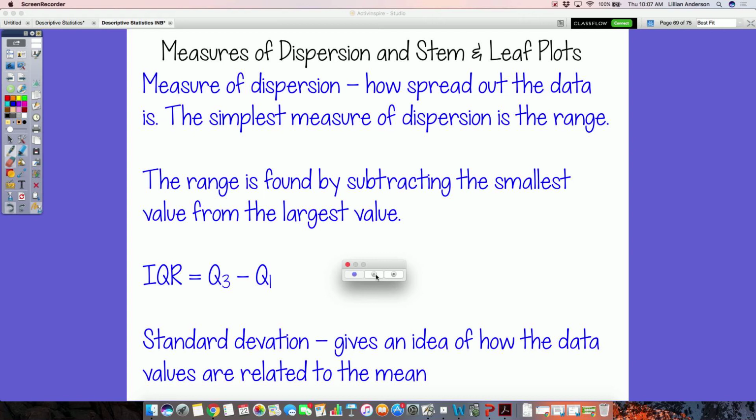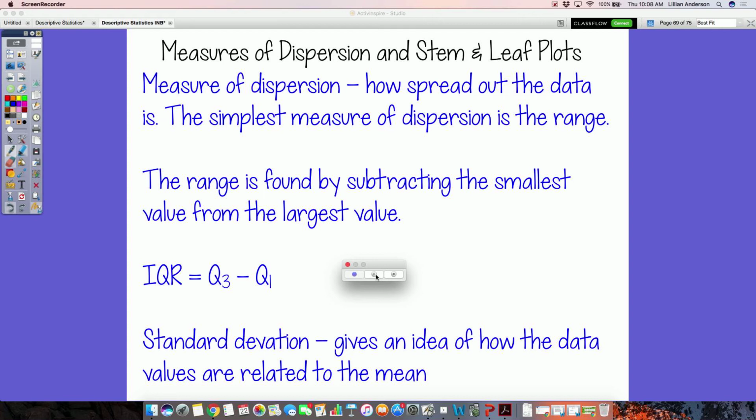Measures of dispersion. Smart notes. This is actually going to go on your lines. Measures of dispersion basically tells you how spread out the data is. Measures of central tendency actually tell you about the data, like what is your mean, what is your mode, but measures of dispersion tells you how spread out your data is.